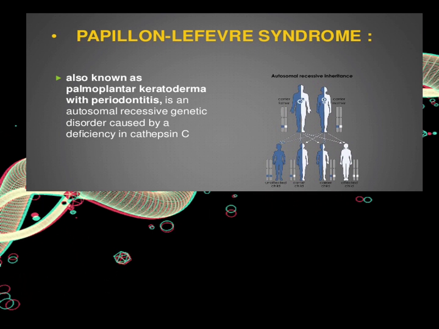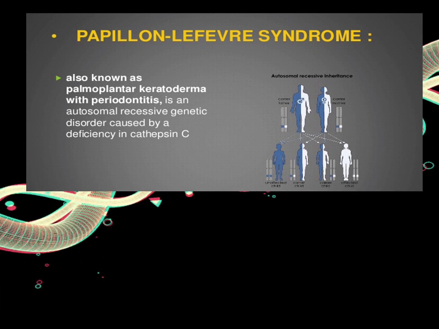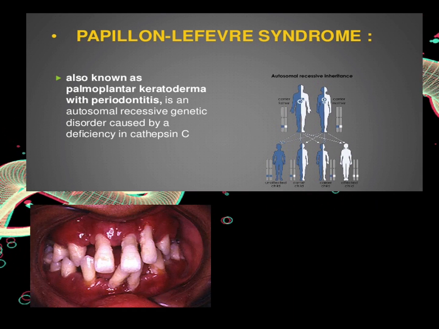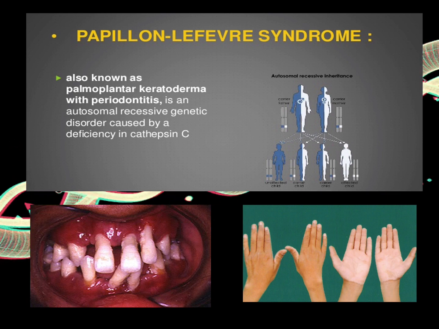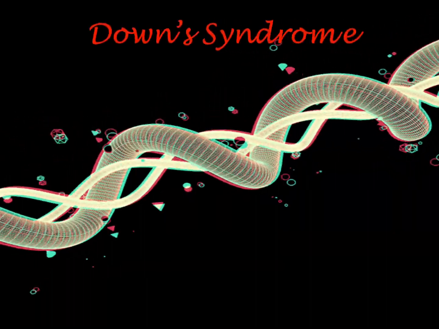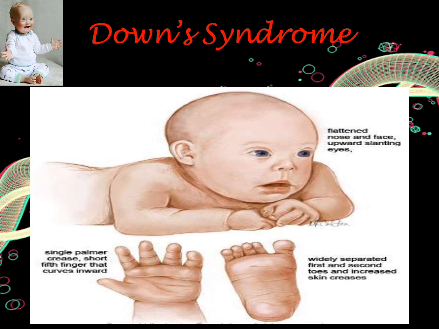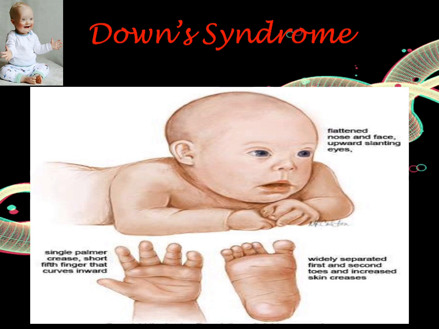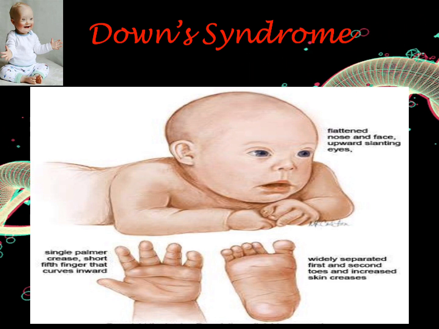Papillon-Lefevre syndrome is characterized by an autosomal recessive pattern with a deficiency in cathepsin C. It is characterized by hyperkeratotic skin lesions, severe destruction of the periodontium, and calcification of lamina dura. Down syndrome is caused by chromosomal abnormality and is characterized by mental deficiency and growth retardation. Periodontal disease in Down syndrome is characterized by formation of deep pockets and rapid destruction of periodontal tissues.